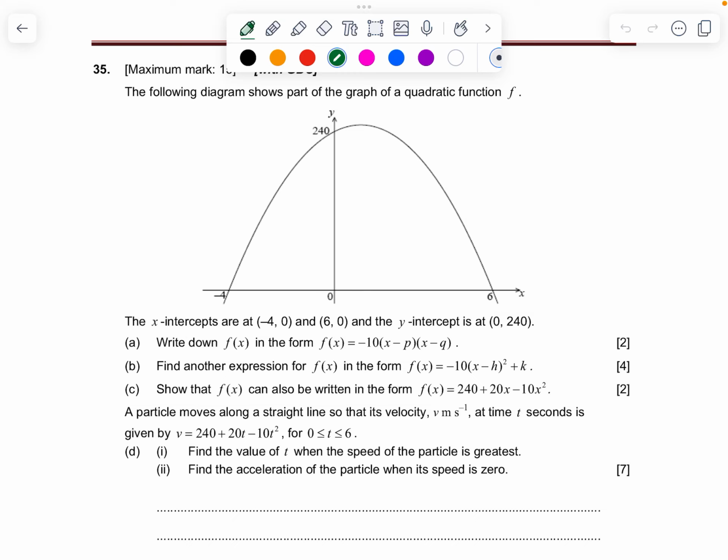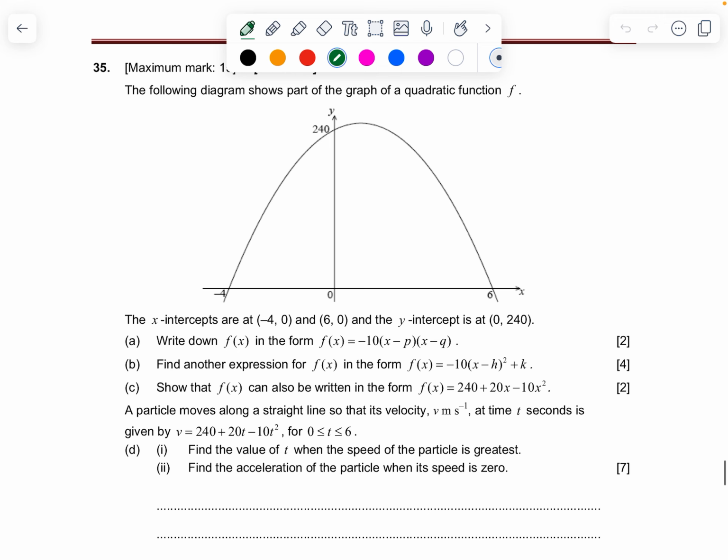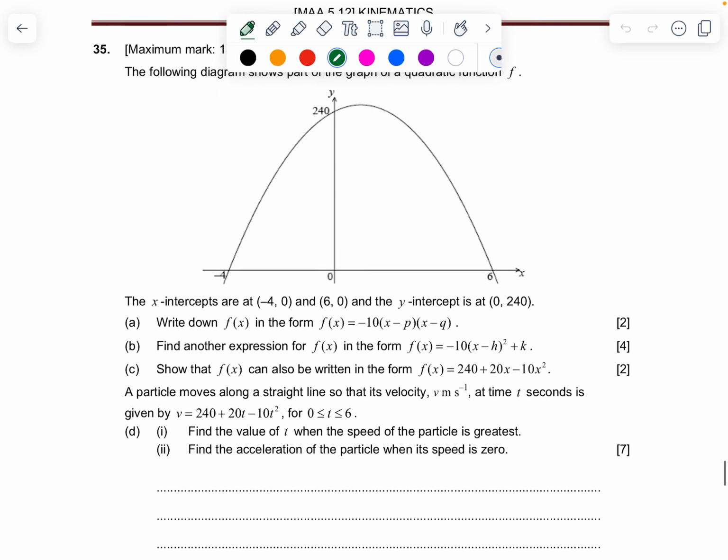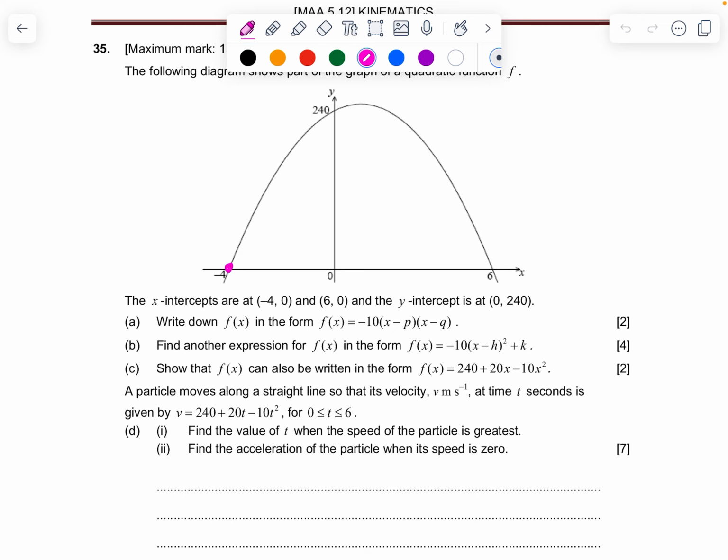So this is part 3 video for integrals under kinematics, question number 35 onwards. The following diagram shows the graph of a quadratic function. Now in this quadratic function, what is being asked? The x-intercepts are (-4, 0) and (6, 0), and the y-intercept is (0, 240). So this is the x-intercept over here and over here.